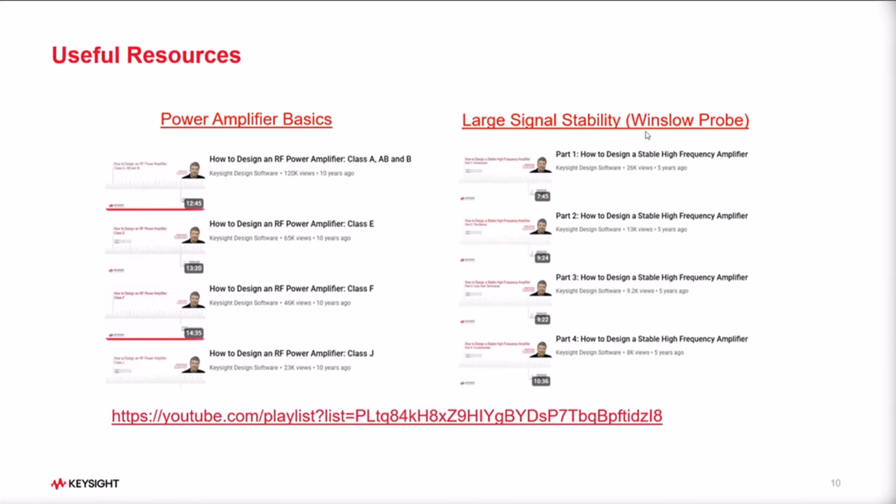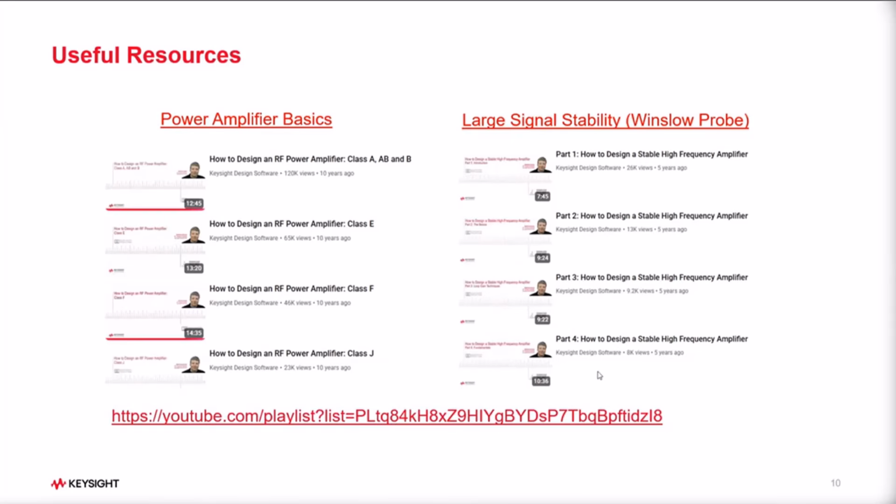And in ADS, you get a very nice probe, which in short we call the WS probe, but it's a Winslow probe. He's a research fellow at MACOM, who has developed this flow, and he collaborated with Keysight, and we have his probe implemented into Keysight.